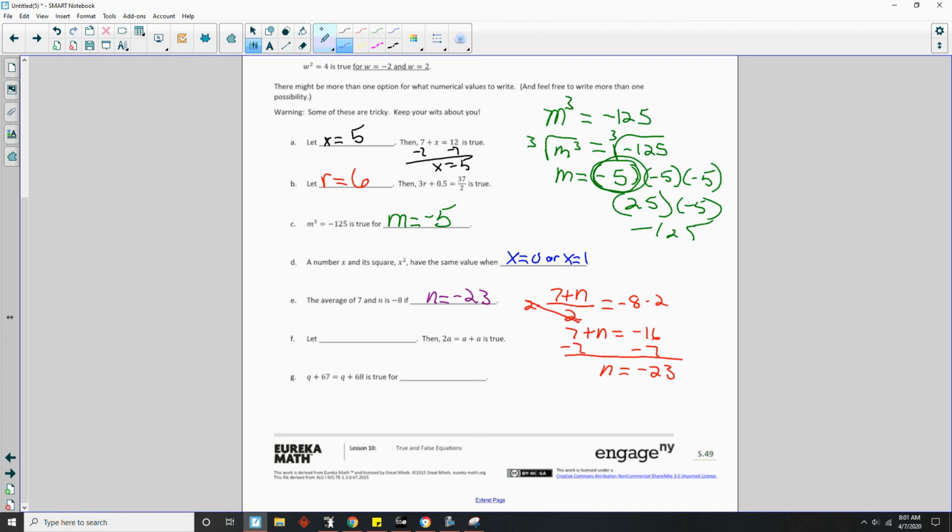Okay, and let me erase that, and let's do one more here, F, let A equal, okay, the variable's A, 2A equals A plus A is true. Well, 2 times 1 is 2, 1 plus 1 is 2, 2 times 2 is 4, 2 plus 2 is 4, 2 times 3 is 6, 3 plus 3 is 6. So this is any number. And if I did that algebraically, 2a equals a plus a is the same as saying 2a equals 2a. Subtract 2a from both sides, and I get 0 equals 0. So whenever we have a number equal to itself and all the variables go away, this is always true.